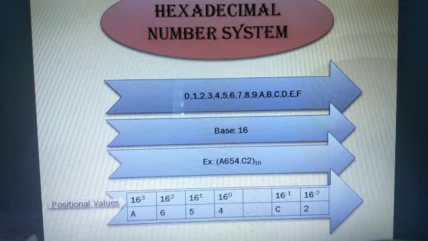For example, we have the number A654.C2, which has a base of 16. Let us make a table, and here is A654.C2. As it has a base of 16, we have to write 16 in all the blocks. Then we have to carry powers after the decimal point -1 and -2, and before the decimal point 0, 1, 2, 3. Those are the positional values of the hexadecimal number system.